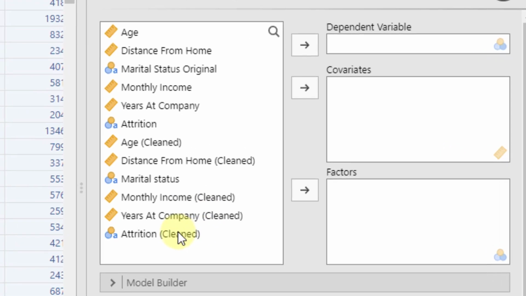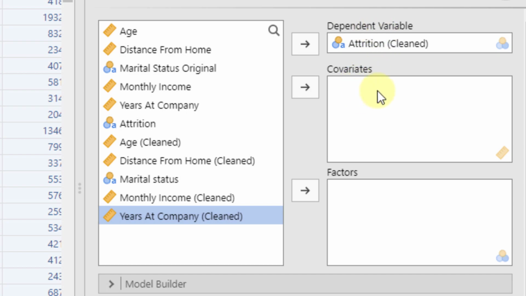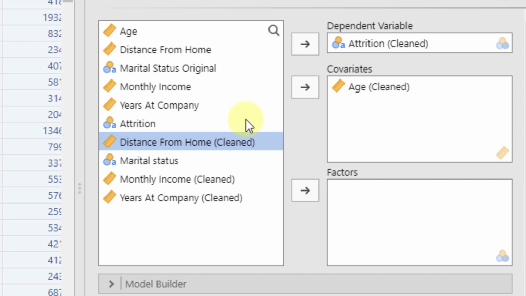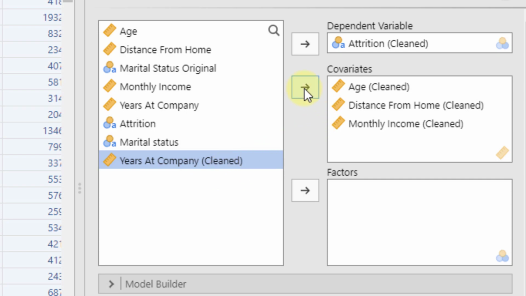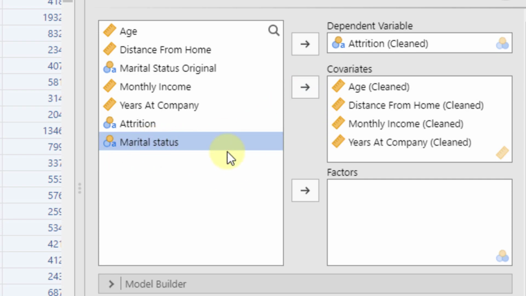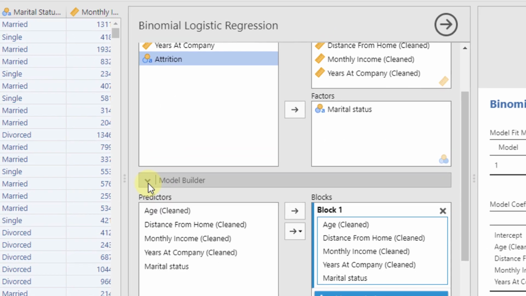After that, move Attrition, that is my dependent variable, categorical, to the Dependent Variable box, then move the continuous variables to the Covariates. So age, distance, monthly income, years at the company, move them there. And then marital status, that is my categorical variable, to the Factors. After that, come down, click on Model Builder.